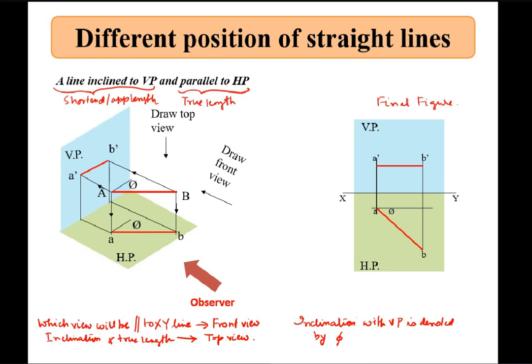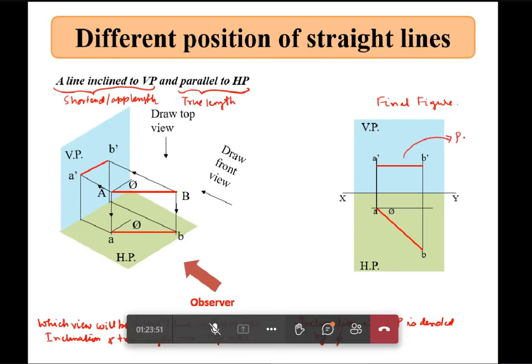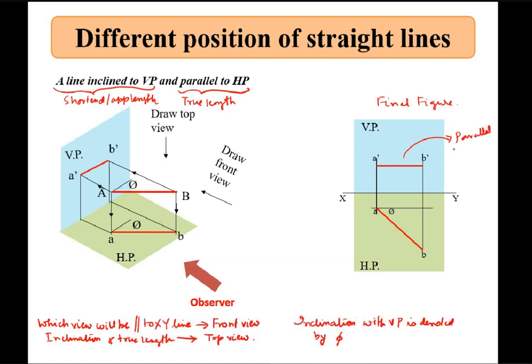From that one, see AB is inclined to VP. And here you see A dash B dash, the line is parallel to HP. That means the line is parallel to HP. इससे भी तुम्हें पता चलेगा. From the diagram itself you can say. समझ में आ रहा है कि नहीं आ रहा है? A dash B dash parallel to XY and also parallel because HP is below the VP. So in the VP A dash B dash, that is parallel to HP.